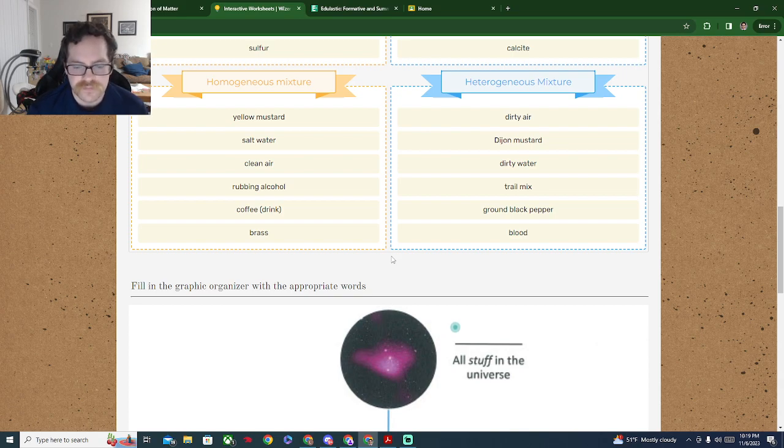alloys. An alloy in a metal is technically a mixture. An alloy is when two different elements, one of them being a metal, are combined together to make a new metal. An example of this is steel. Steel is actually not its own chemical compound.